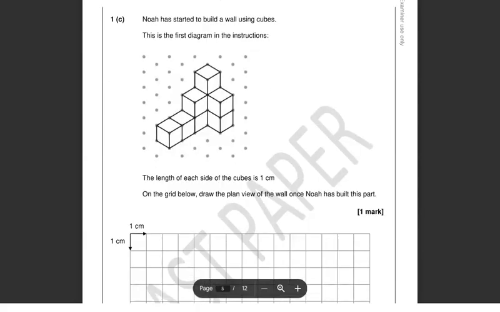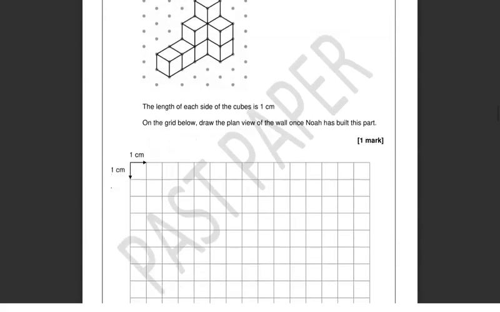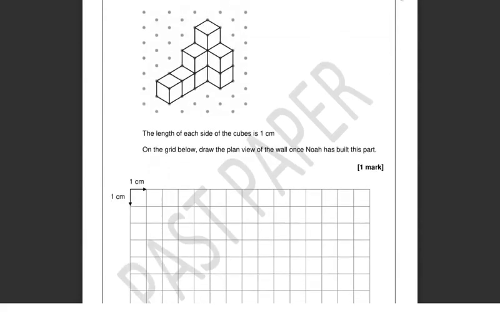So you have this. On the grid, draw a plan view of the wall once Noah has built this part. The wall is going to give you the plan view. So the plan view is going to be this, and that's a plan view. So that gives you 4.